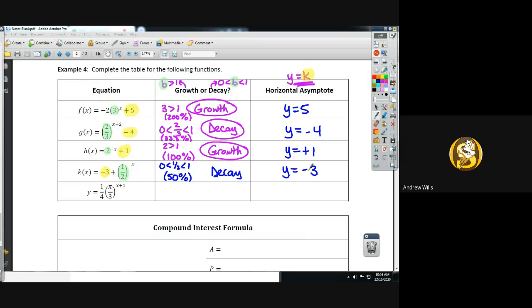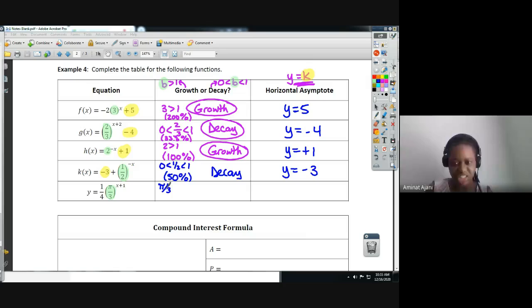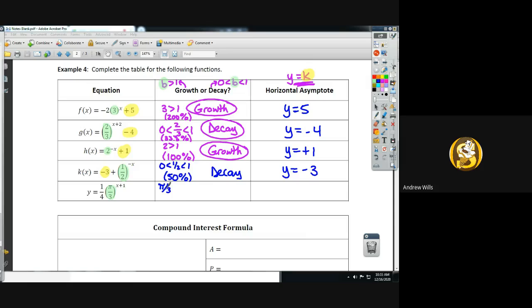Now, for the last one, there's a lot in there to digest, a lot of information that could be throwing you off. First of all, the base is pi over 3. Pi, remember, is approximately 3.14. So when we divide pi by 3, is that greater than 1 or less than 1? Anyone? Greater. Very good. It is just barely greater than 1, which makes this an example of exponential growth.